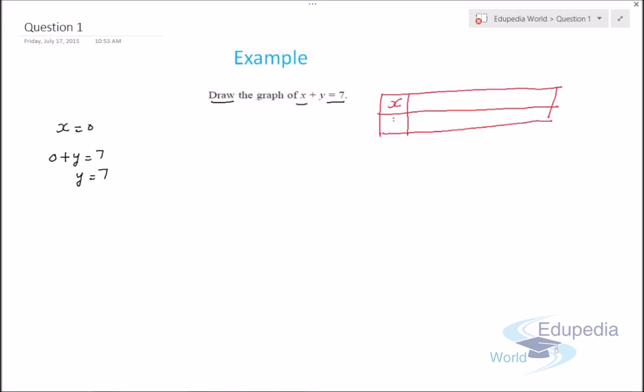So our first value of x and y: this is x, this is y. Our first value of x is 0 and y is 7. Now suppose we assume the value of y as 0, we'll get x plus 0 equals 7. We'll get x as 7. So we get x as 7 and y as 0.